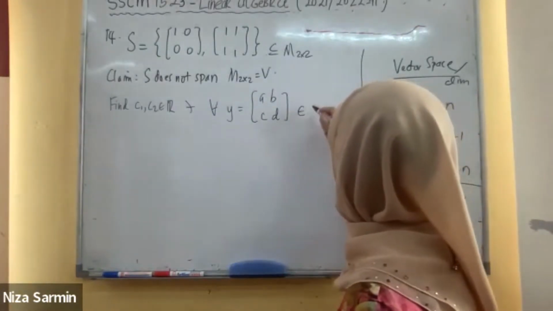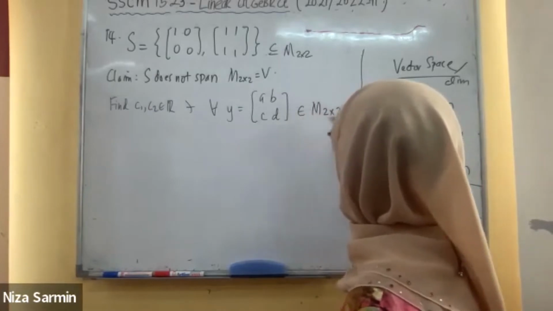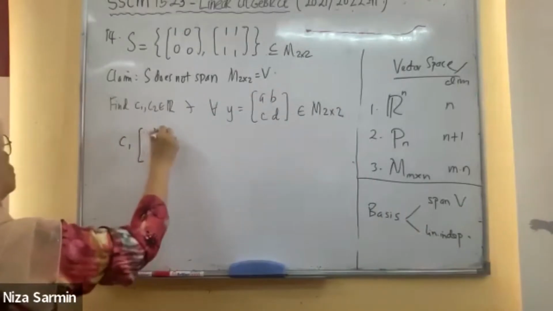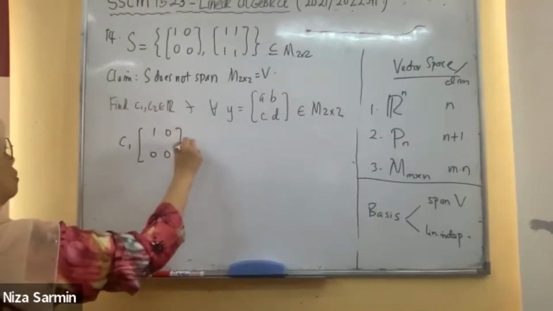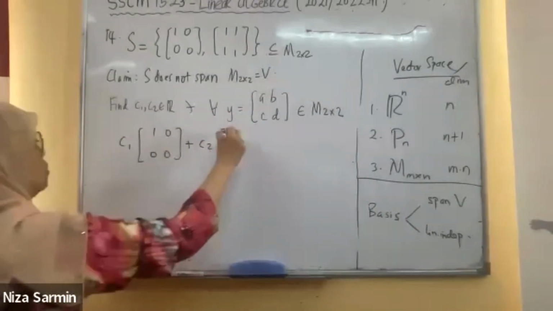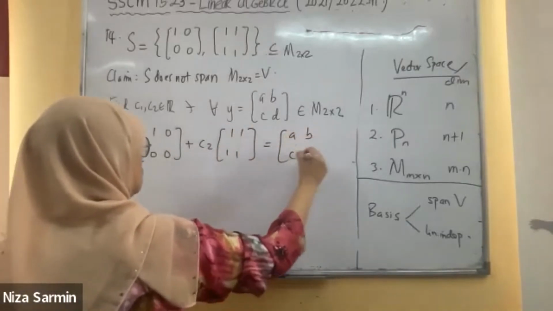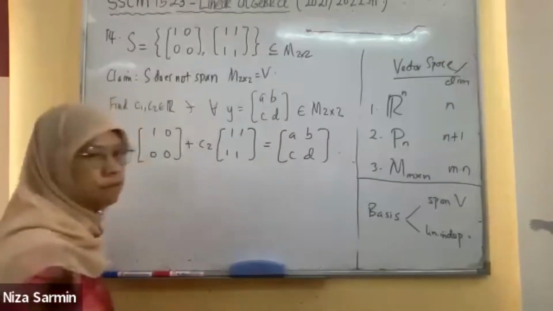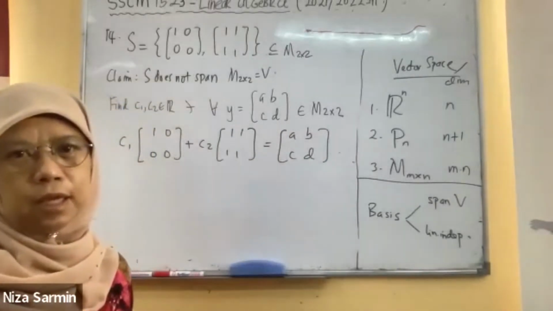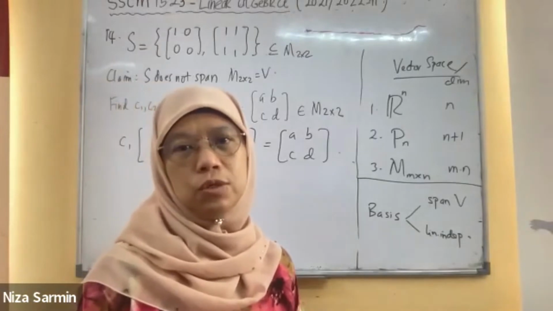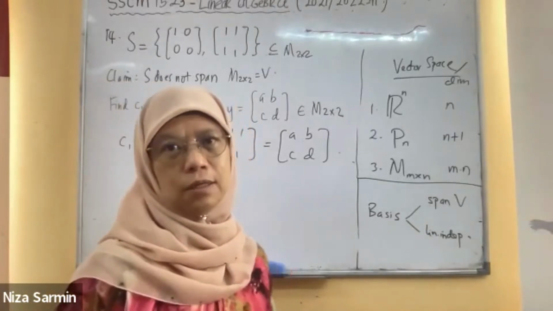Okay, in M2 by 2, C1 times 1000 plus C2 1111 equals A, B, C. For span, there are no numbers at the end because it's for all of them. So you have to write in general.